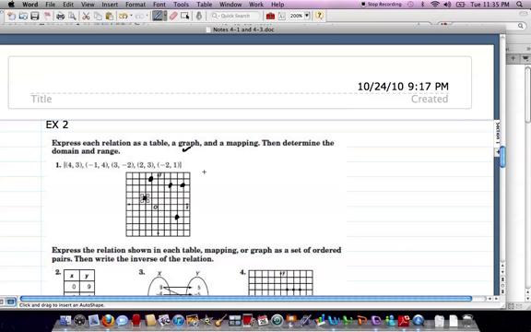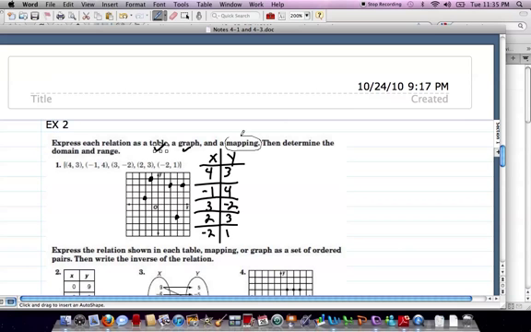Now to make a table, tables are really easy as well. So in a table, I'm going to have an x column, and I'm going to have a y column, and I'm simply going to write the ordered pairs in table form. The first one is 4, 3. Second one is negative 1, 4. Next one is 3, negative 2. Next one is 2, 3. And the last one is negative 2, 1. Alright, so now we've knocked it out as a table and a graph, and now comes mapping.